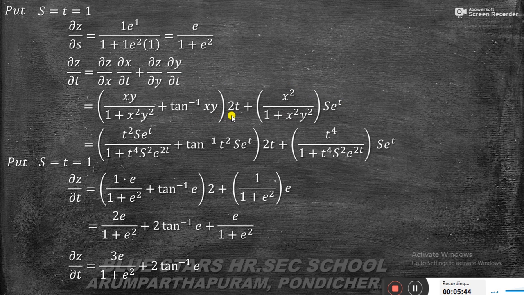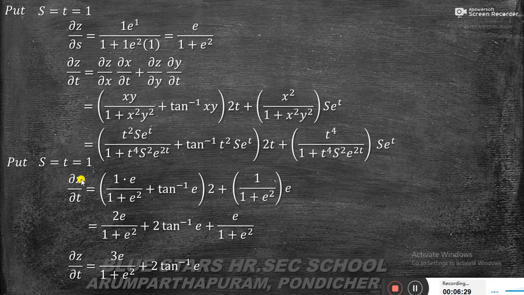So now you multiply, the next step. Now I substitute the x equations: x is t², y is s eᵗ. So (t²)² is t⁴, and (s eᵗ)² is s²e²ᵗ, plus tan⁻¹(xy), where x is t² and y is s eᵗ, into 2t, plus x² is (t²)² = t⁴ by 1 plus t⁴, y value is s²e²ᵗ into s eᵗ. So the next step, put s = t = 1.